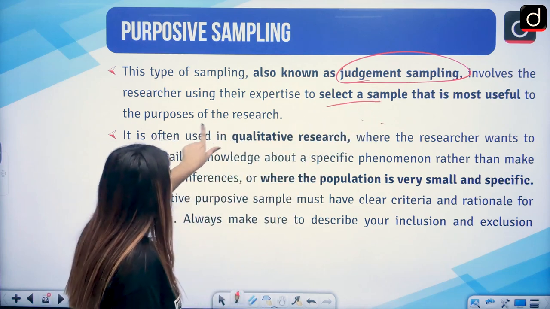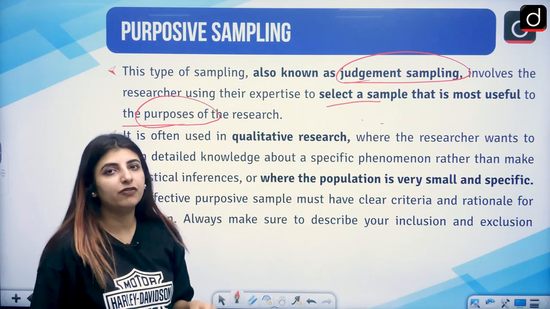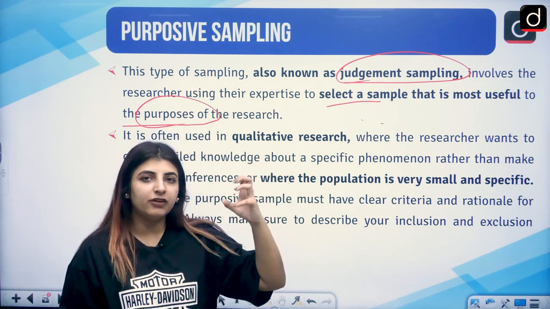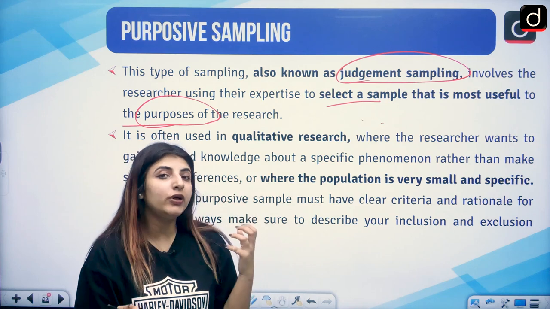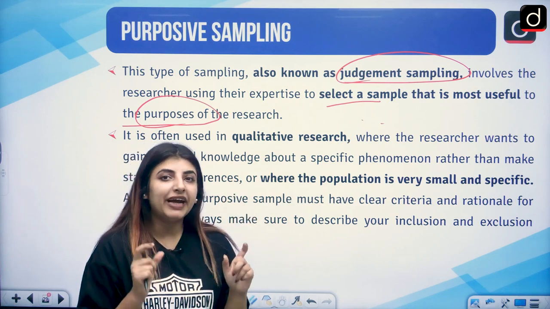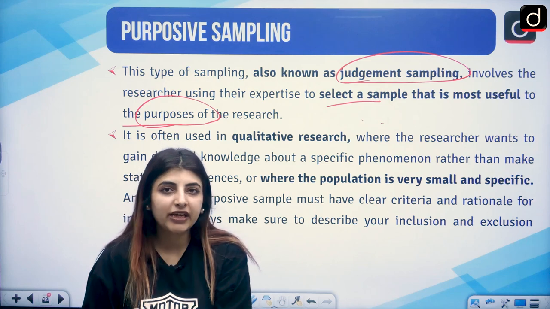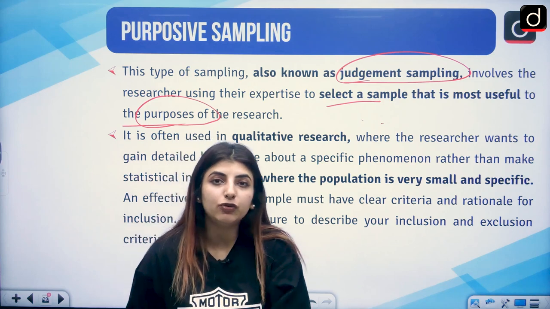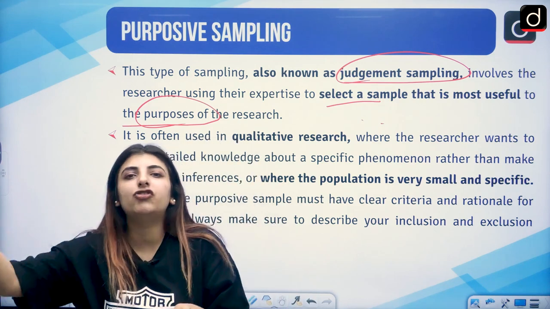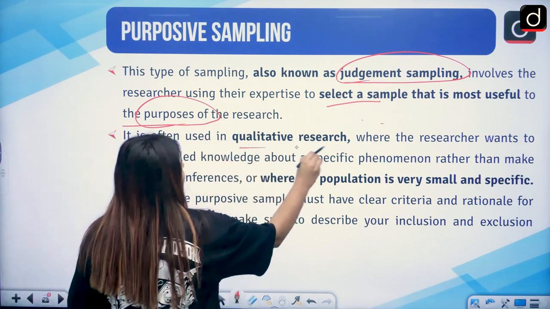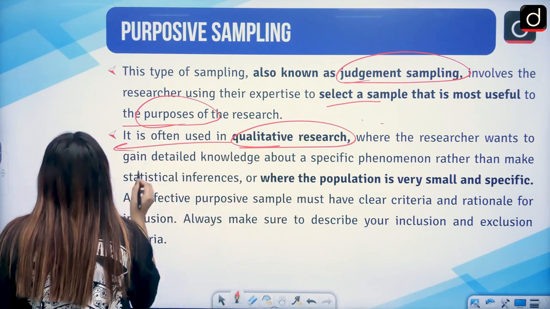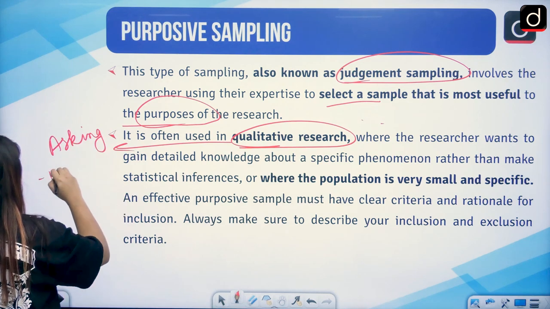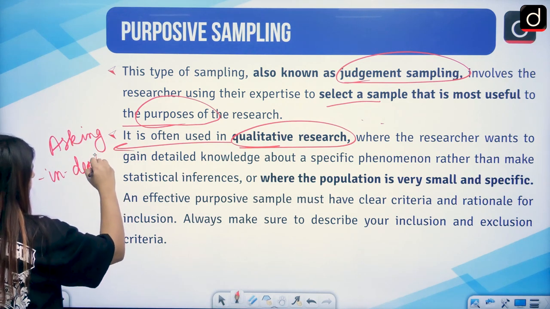Select a sample that is most useful for the purposes of the research. So the PhD supervisor or the interviewer is asking you, the interviewee, certain questions which might be the ones which you think that you know of, right? So they have a purpose: do they want to select you for a PhD in Indian literature, right? Qualitative research, because you can keep on asking questions. You can go in depth.